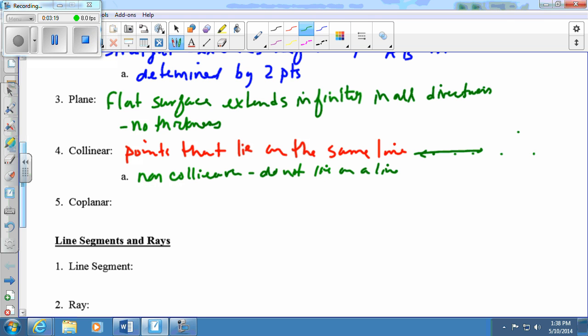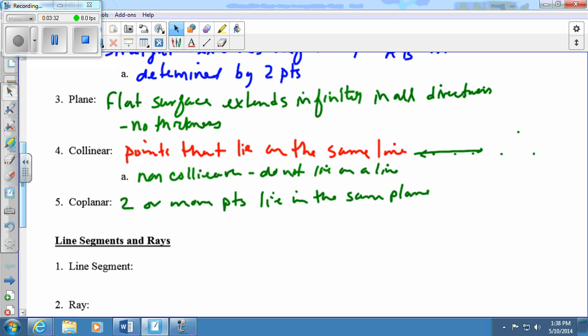Coplanar, 2 or more points lie in the same plane. So if we go back and look at these 3 points are not collinear, so they're non-collinear points, but these 3 points are coplanar. I have a flat surface that can run through and hit all 3 of those points. So in class we'll look at 3 non-collinear points and how important they actually are.